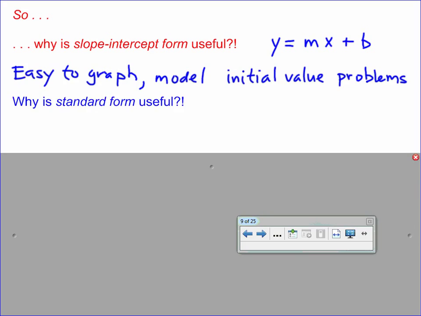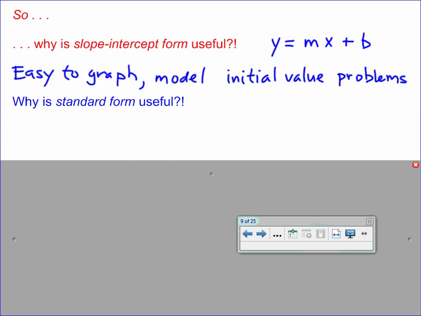Go ahead and tell the class what standard form looks like with letters. So what is standard form? What does standard form look like with letters? Tyler? Ax plus By. Thank you. That's exactly right. So Ax plus By equals C, where A, B, and C are integers, and A is positive. That's standard form. Why is that useful? Well, standard form makes it easy to find my intercepts and make a quick graph just using my intercepts. So it's easy to find intercepts in standard form.